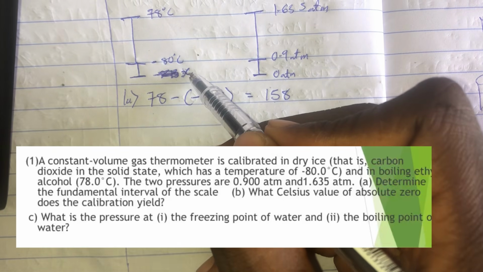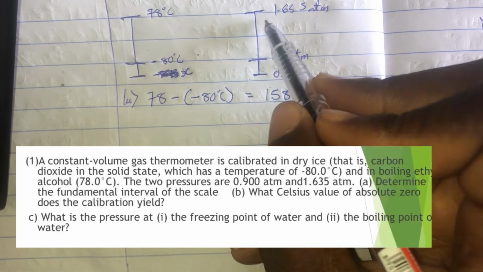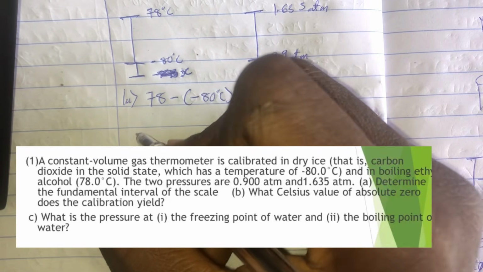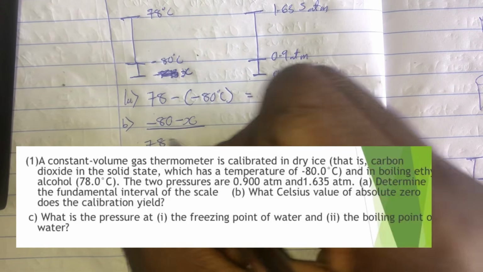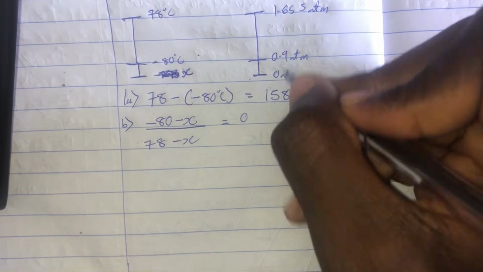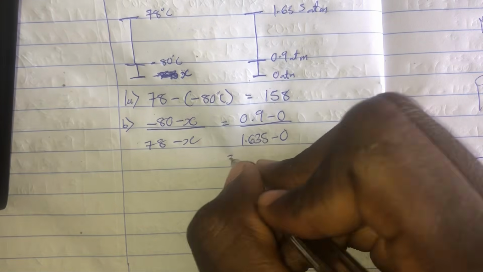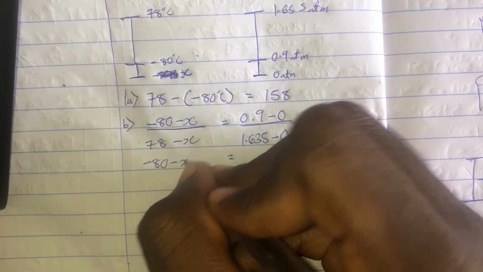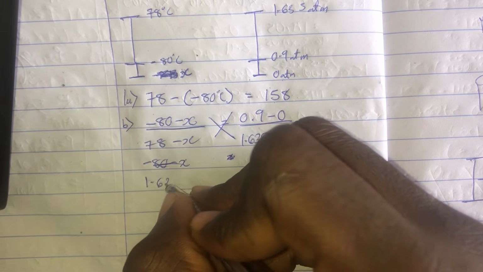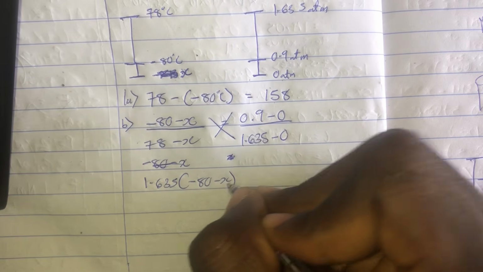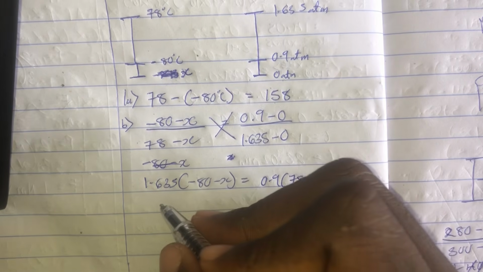Let's just call that x, and we do our trick: any subtraction we make here, we also do in this place. So we have minus 80 minus x over 78 minus x, and on the pressure side, 0.9 minus 0 over 1.635 minus 0. Let's be fast about this and cross multiply. That will be 1.635 times minus 80 minus x equals 0.9 times 78 minus x.